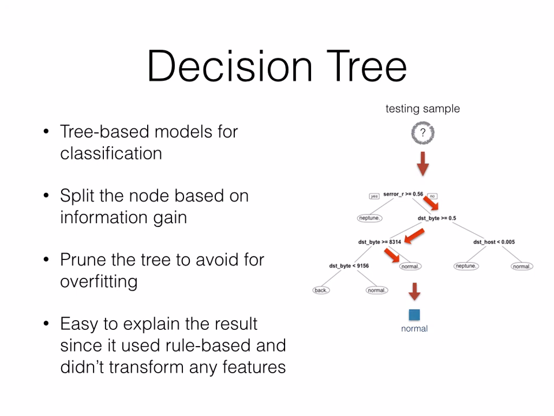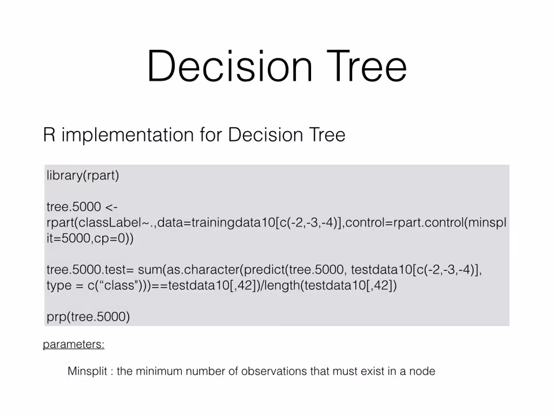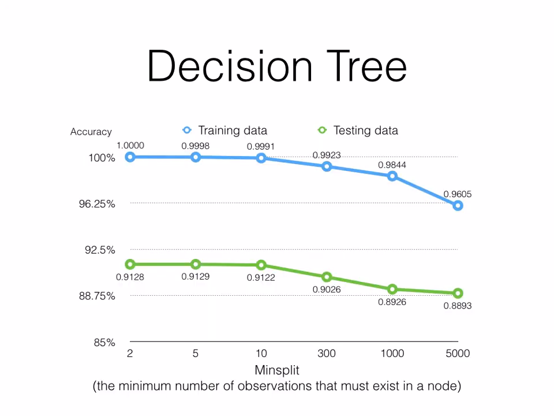the results. The other advantage of the decision tree is that it's very easy to explain, because you know which features are much more important than the others. The parameter we use here is called minsplit. The minsplit is the minimum number of observations that must exist in a node. If the minsplit is large, we will not grow a deep tree, just a small tree.